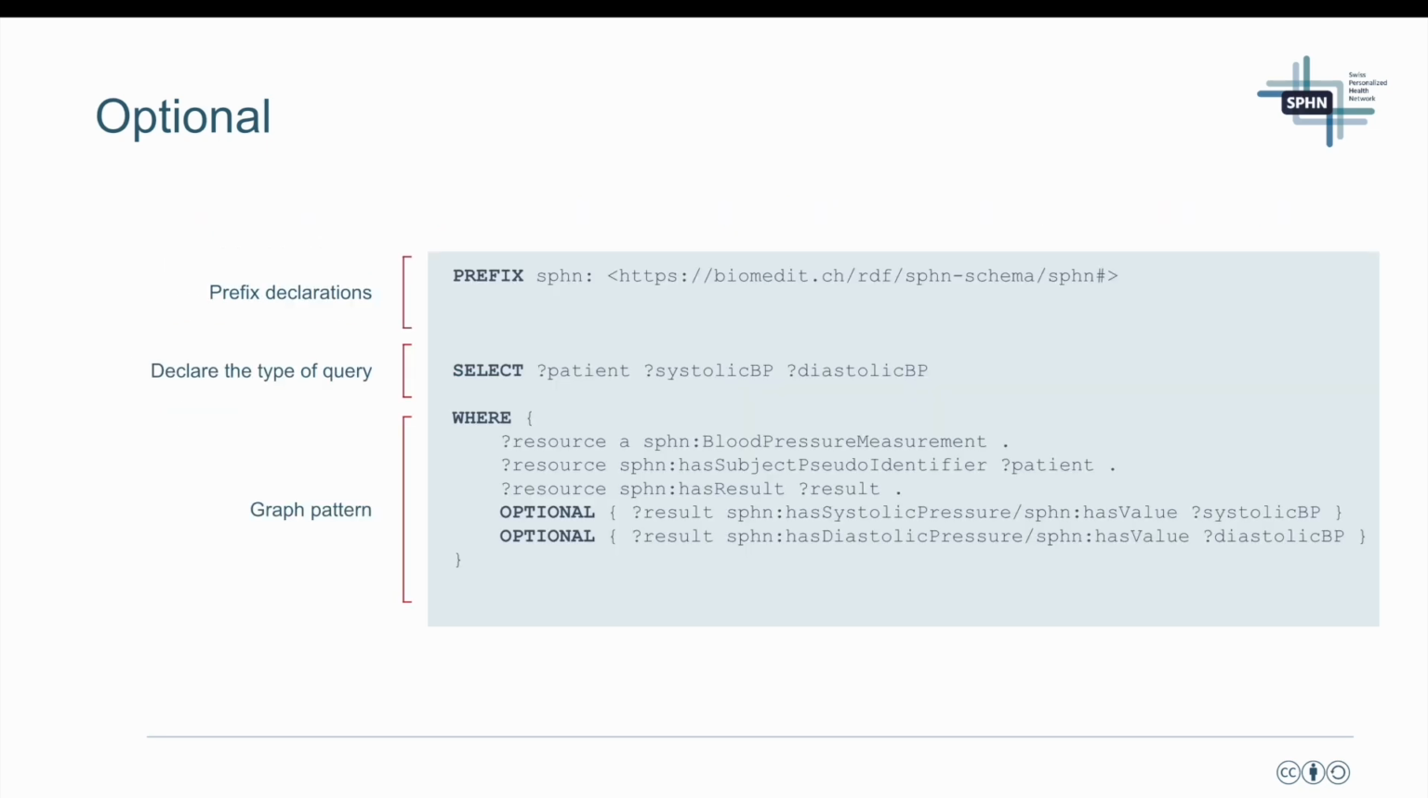Here's an example of a SPARQL query that uses the optional clause. Here we are getting all instances of blood pressure measurement, the patient linked to this measurement, the result linked to the measurement, and then optionally getting the systolic pressure values and optionally getting the diastolic pressure values from the result.